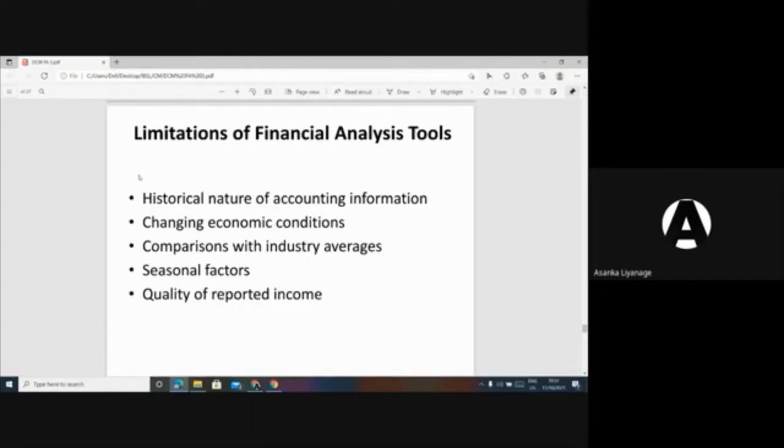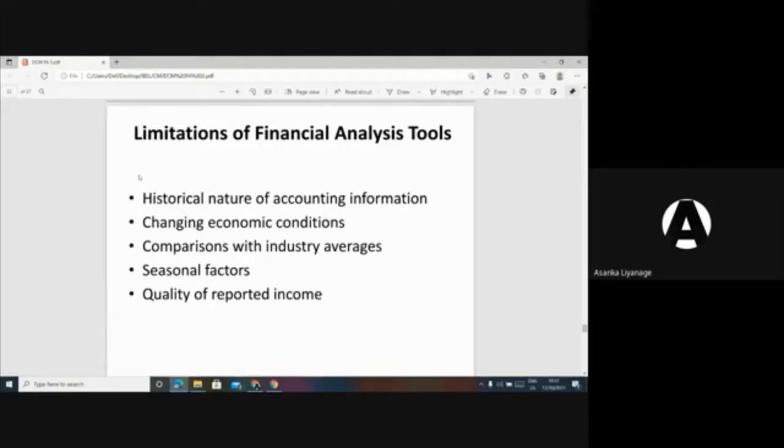Then comparison with industry averages. It's very difficult to get the industry figures to compare and get a better understanding of the company's performance. That is a kind of weakness that we see. Then seasonal factors. Due to a seasonal factor, your figures might go either way; the company may get an advantage or maybe a disadvantage. Therefore, when you calculate the ratio analysis, you have to, as far as possible, exclude the seasonal factors as well.